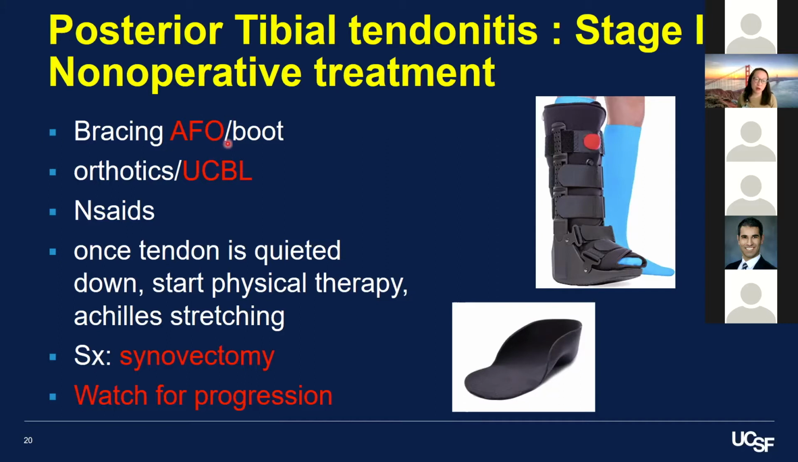Certainly you could do AFOs, but in stage 1, no one's going to wear an AFO, but you can certainly tell patients to use a lace-up ankle brace. Most patients will go for that. A lot of times I tell them to take some anti-inflammatories. The idea in stage 1 is you just try to quiet the tendon down, because really all they have is tendinitis at this point. And then once the tendon is quieted, you start physical therapy. I always stress doing Achilles and gastroc stretching as well, because that is ultimately going to be a deforming force if this condition progresses. So we want to really stretch it. And if a stage 1 patient really does not get better and you have to do something, a simple synovectomy is the answer.